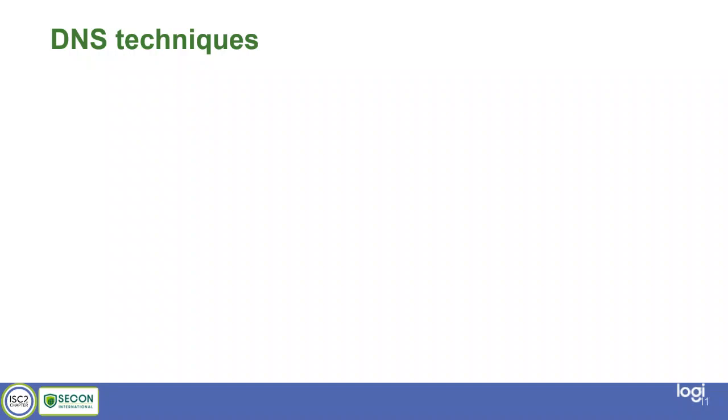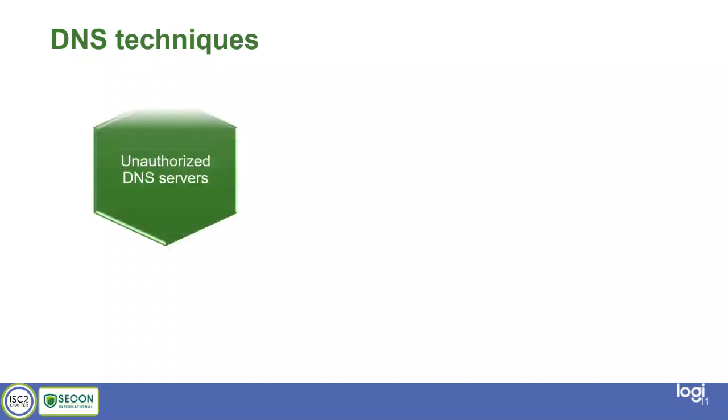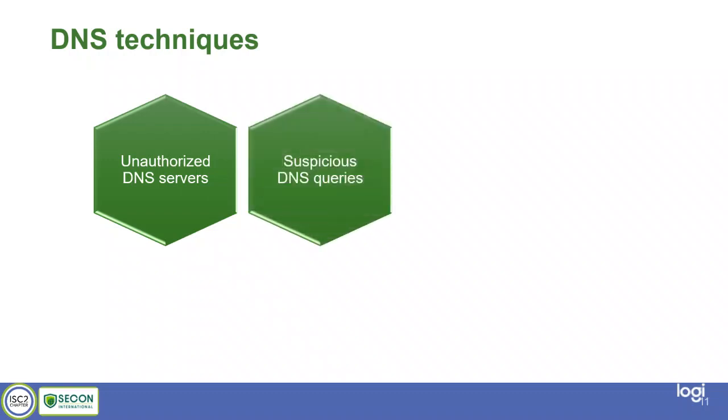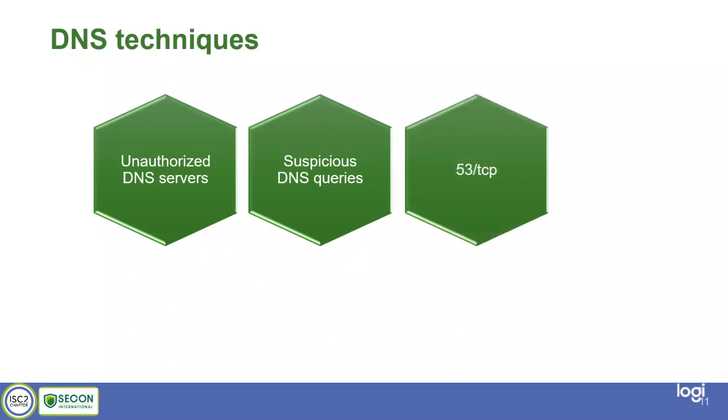Now let's move on to the threat hunting techniques in the context of DNS. DNS traffic should be directed to defined DNS services. So if you detect such traffic on unknown DNS servers, you should check it. I will talk about suspicious queries later in the presentation. Port TCP 53 is used for zone transfer and should only be allowed between primary and secondary DNS servers.